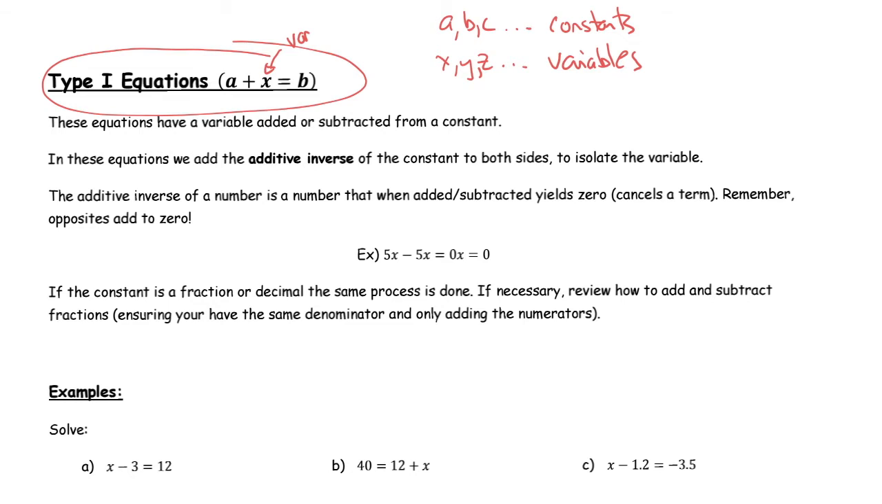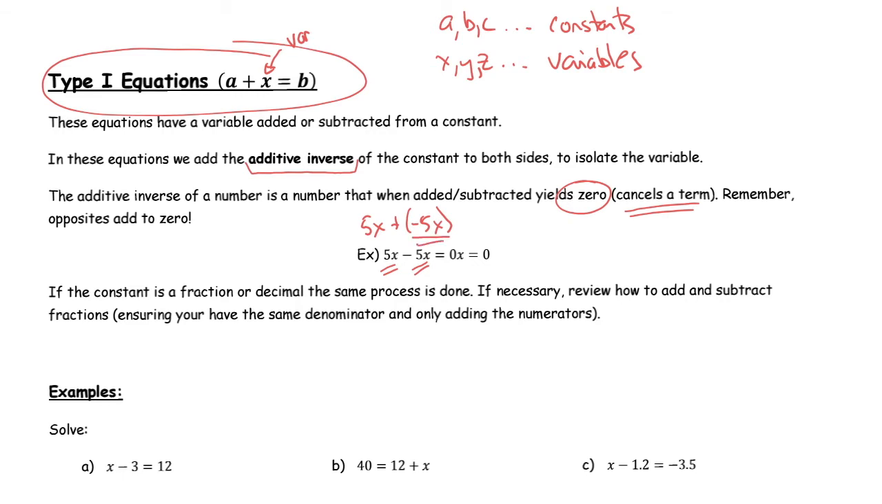So these equations have a variable added to or subtracted from a constant here. In these equations, what we're going to have to do is use the additive inverse. What I mean by additive inverse is we're going to find that value with the opposite sign. Additive inverses, when you put them together, always sum to 0. They cancel. When you put them together, we get a 0, and we typically call that canceling. So for example, 5x and negative 5x. I might write this, for example, as 5x plus negative 5x.